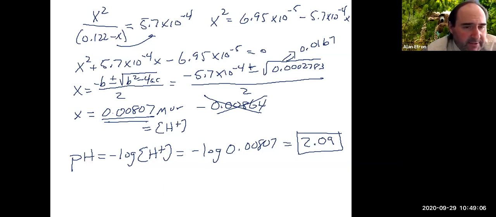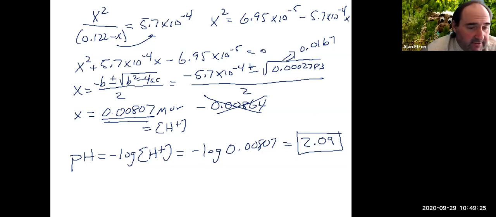I will say in this particular example, if you just blew right by the assumption part and didn't check it, you will get a pH very close to this, but technically it would be wrong because x is too big to do the assumption. And that happens sometimes. It just depends on the problem. It won't always be that way, but it just happens to be very close.